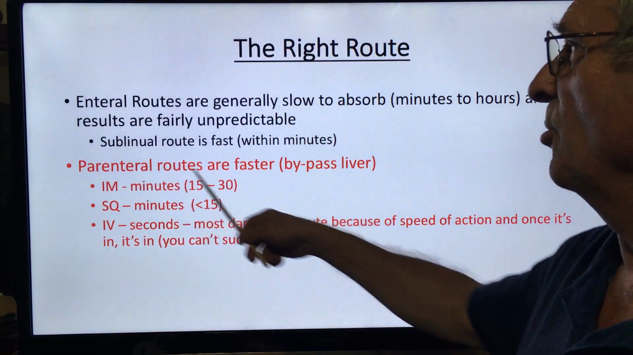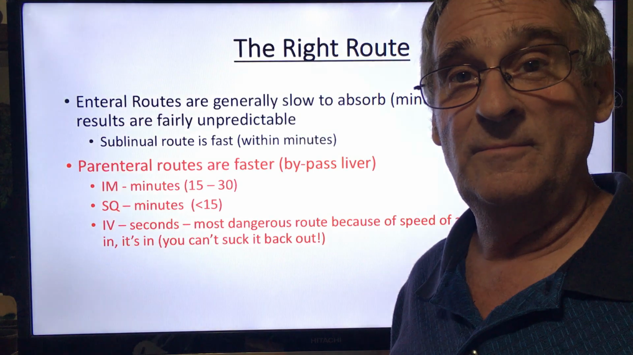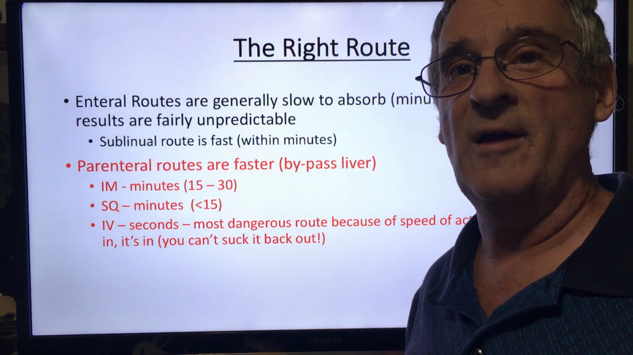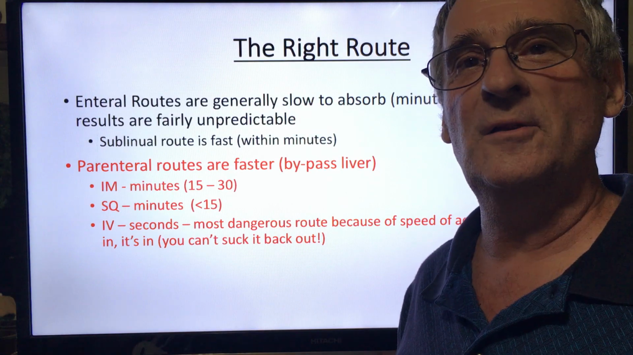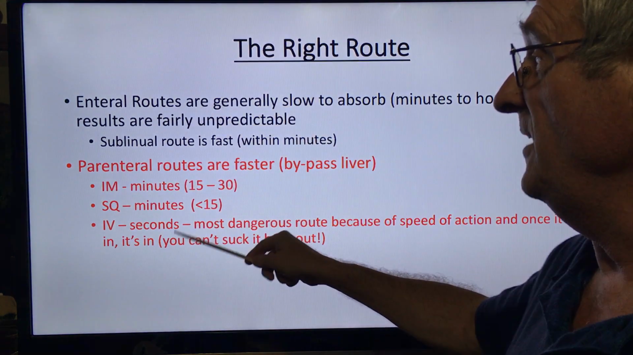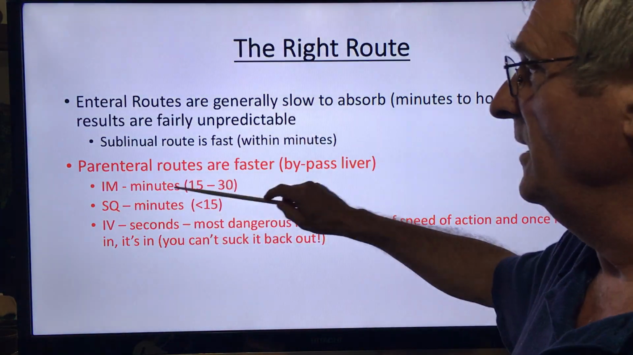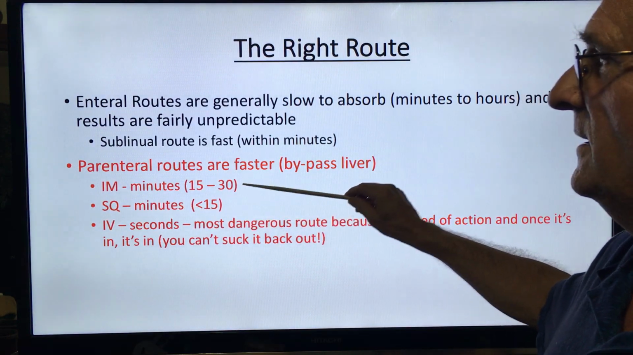Now let's talk about parenteral routes. These are faster routes because they bypass the liver. They don't have to go through that first pass metabolism through the liver. So when they're given, they immediately enter the bloodstream. I say immediately. If they're given IV, they immediately enter the bloodstream. We don't mess with IV ones. We stick with IM and sub-Q.